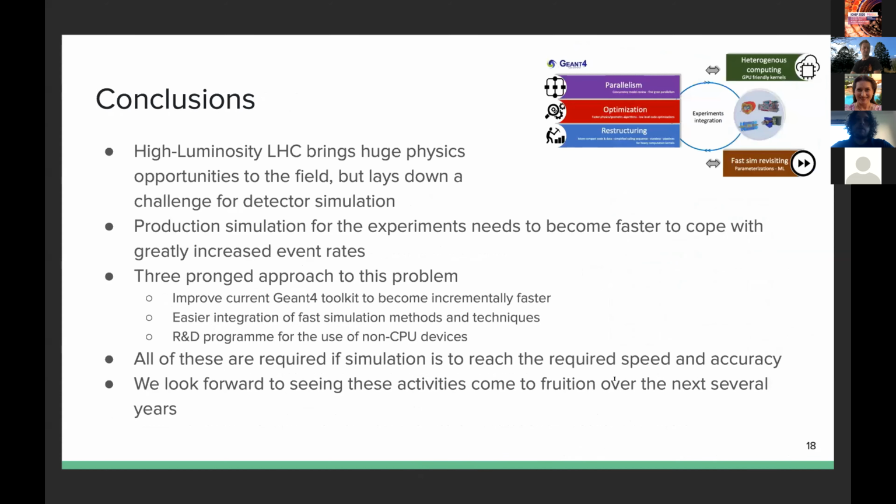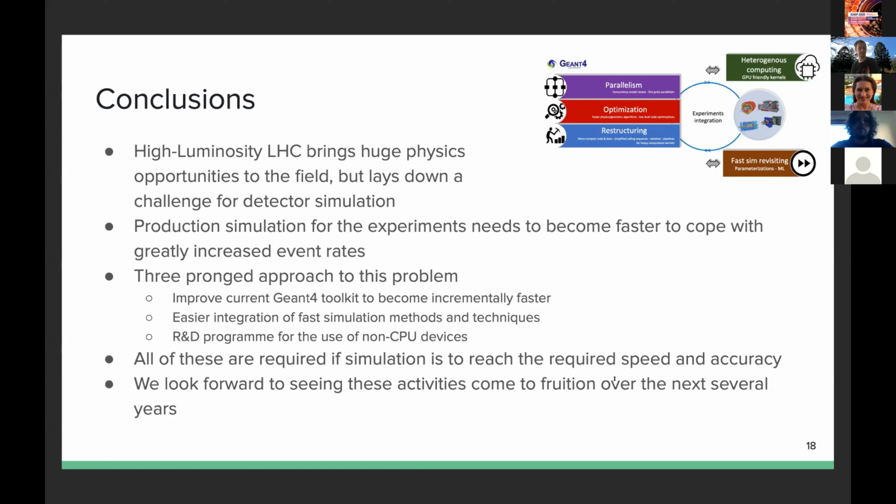So let me draw my conclusions. High luminosity LHC is a huge physics opportunity, but is a big challenge for detector simulation. We need our production simulation to become faster to cope with the greatly increased event rates. A three-pronged approach is envisaged, where we internally improve the current Geant4 toolkit to become incrementally faster, make easier integration of fast simulation methods and techniques where we want to apply these, and pursue a very interesting R&D program for non-CPU devices, particularly GPUs.